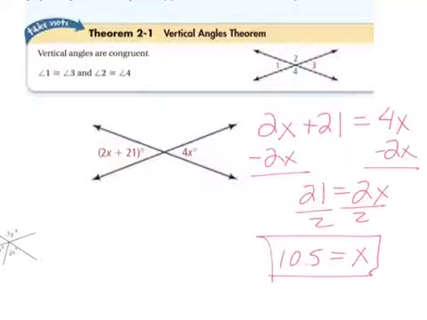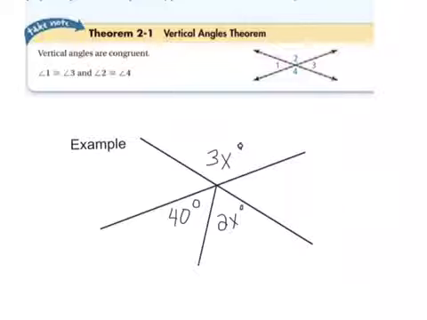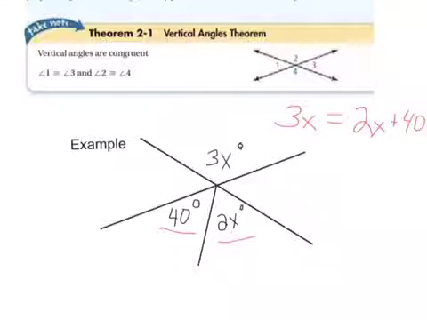We could look at another example. In this example, if we look at these two lines here, these are intersecting lines, and so we have vertical angles, this angle, and then the combination of these two angles are vertical. So in this case, our algebra would be 3x is going to be equal to 40 degrees plus 2x, or we could say 2x plus 40. Solving the algebra, we would get that x is equal to 40 degrees.